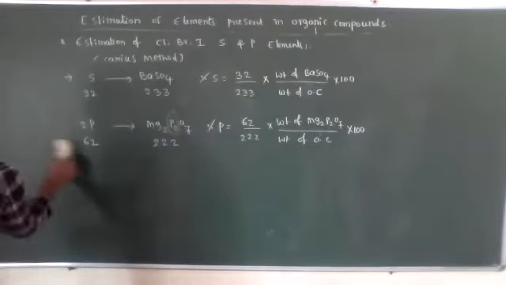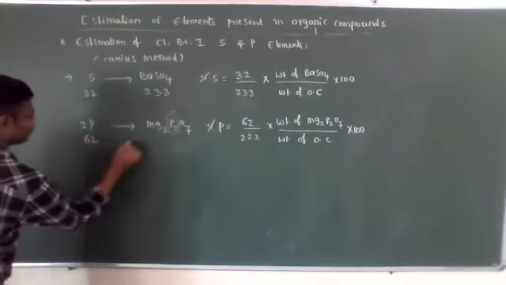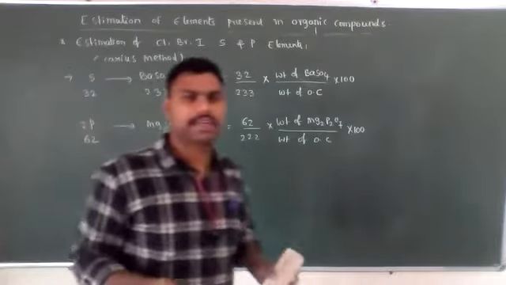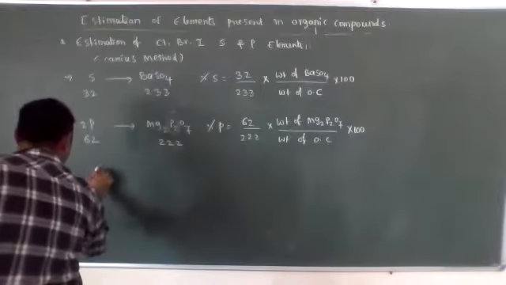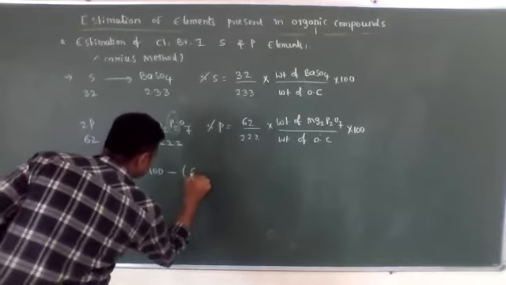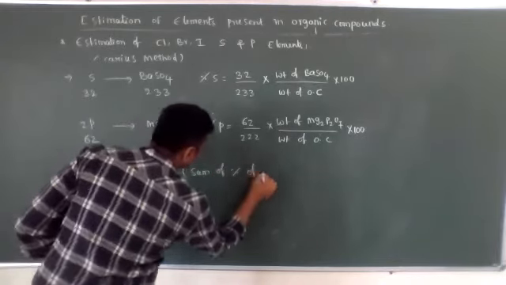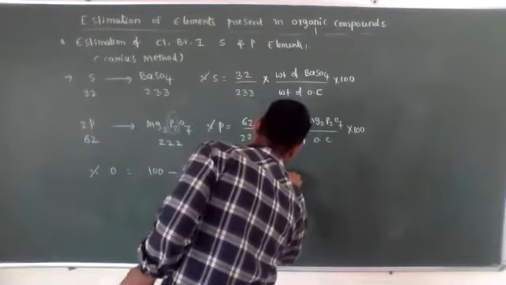For example, there is no specified method for the calculation of percentage of oxygen. That's why percentage of oxygen is equal to 100 minus the sum of percentages of all the other elements.